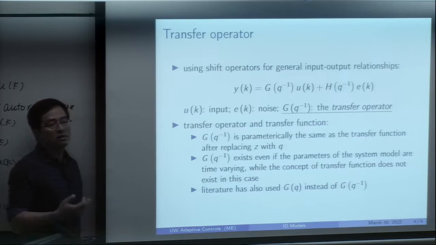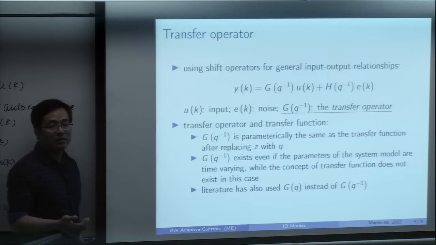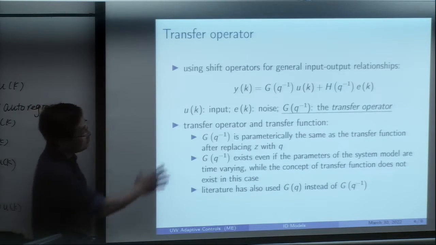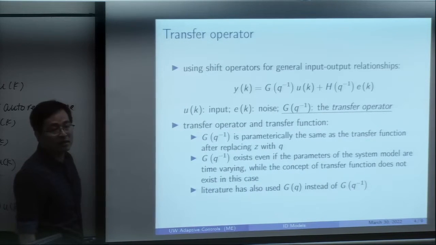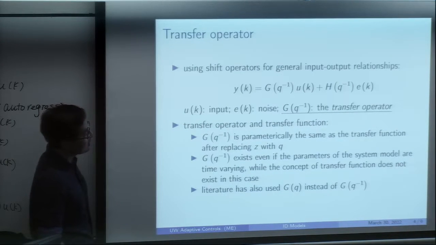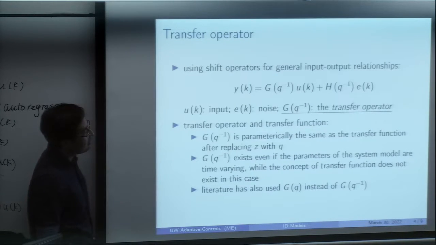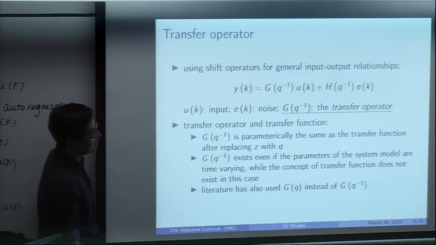Scenarios like vibrations or practical disturbances may be time varying. And in that scenario, it is actually not correct to talk about the transfer function in this time-varying process. It's not well defined in that sense. But shift operators won't be bothered by that, because it's just writing about signal relationships. So G(q inverse) will exist even if the parameters of the system models are time varying. And that is the difference between transfer operators and transfer functions.